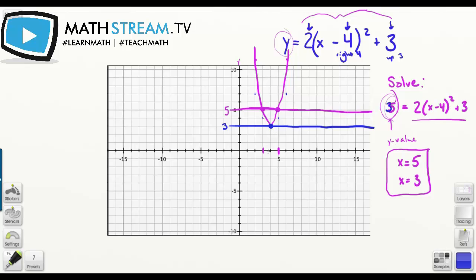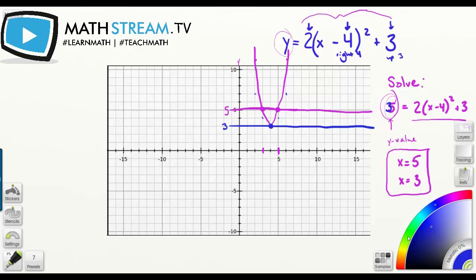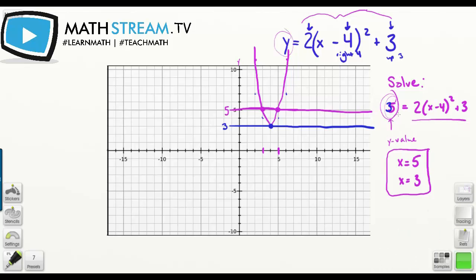Yes, I would actually only have one answer, because at the base of the parabola, there's only one point that ever hits 3. And even more interestingly, maybe, use another color, what if I had taken this number and I had said, when does the graph equal 2? When does y equal 2 intersect with the graph? Well, the question is, does it ever intersect? And the answer there would be no.